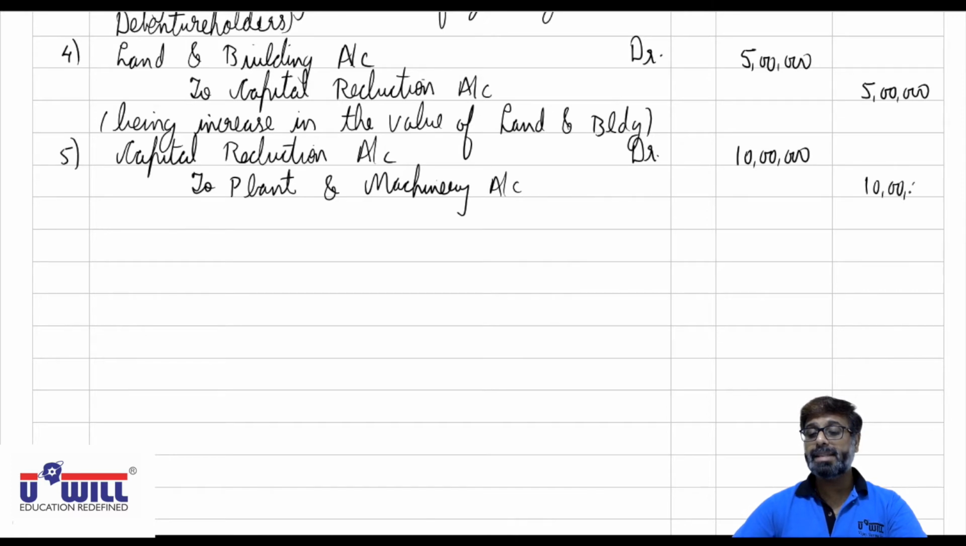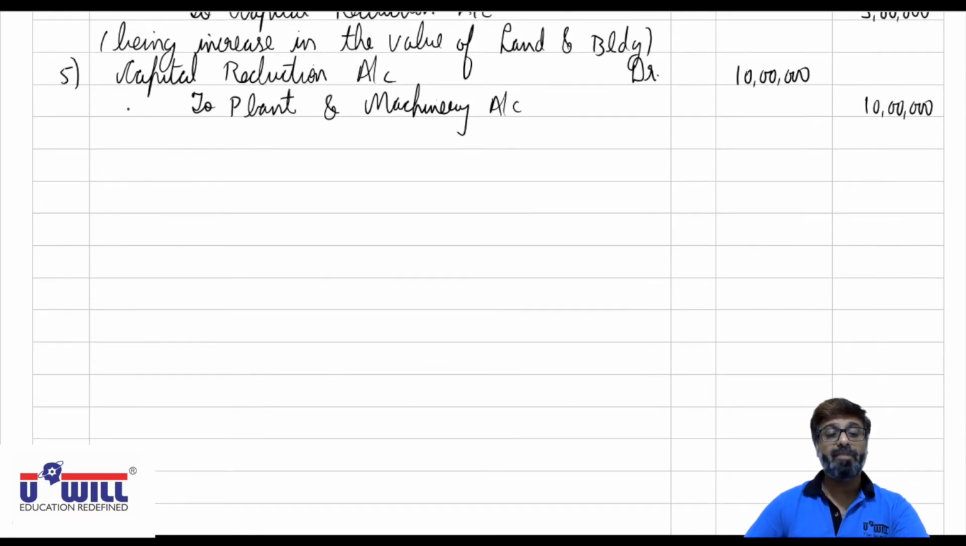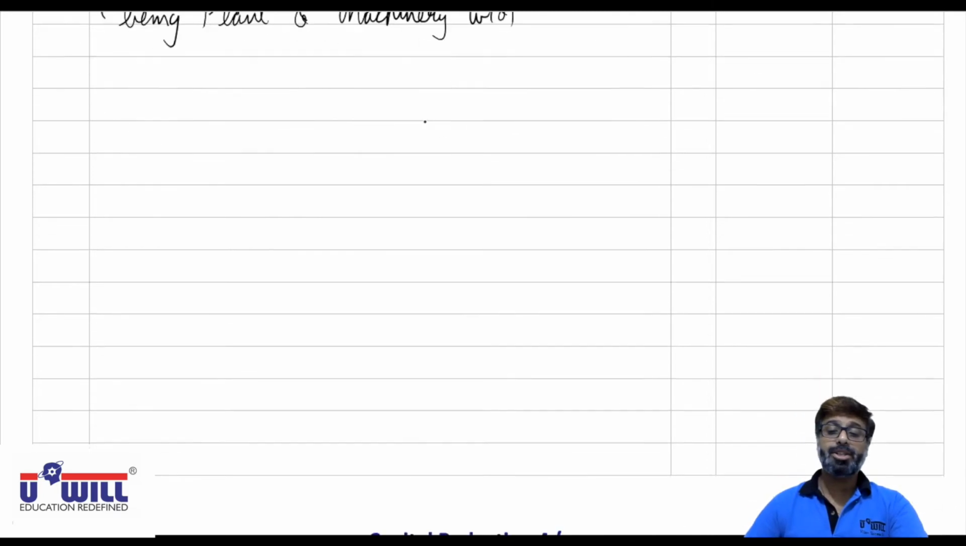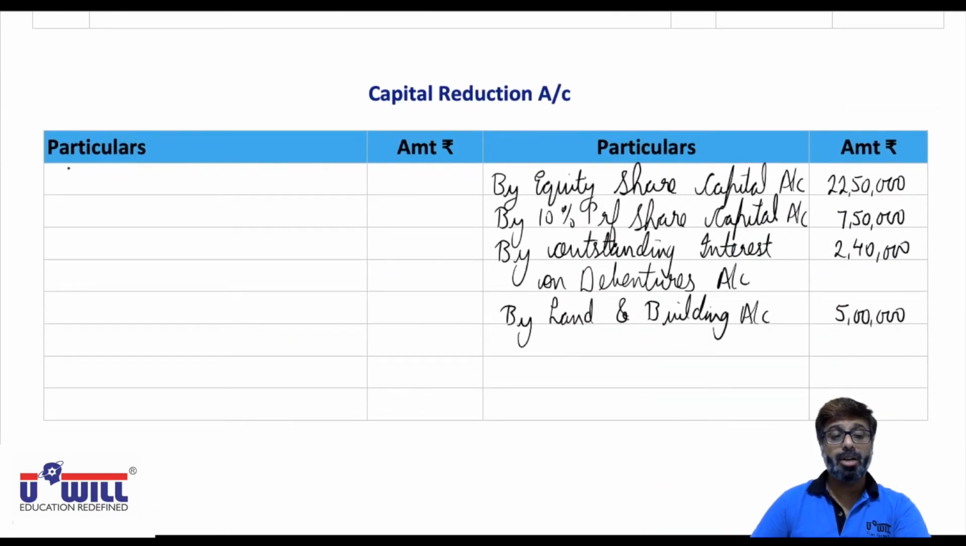We are utilizing the capital reduction account to write off plant and machinery. For writing off the assets, the entry is capital reduction account debit to assets account, being plant and machinery written off. Now capital reduction account debit. So in capital reduction account, we will write on debit side opposite account to plant and machinery account 10 lakhs.